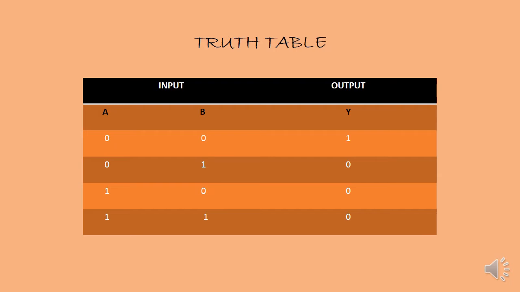When A is 0 and B is 1, 0 OR 1 gives 1. The inversion of 1 is 0. So here Y equals 0. When A is 1 and B is 0, 1 OR 0 gives 1. The inversion of 1 is 0. So we get output 0 at Y.